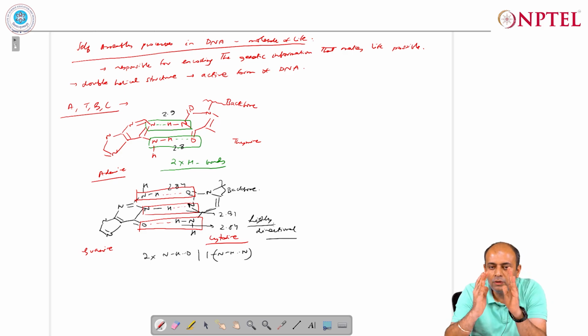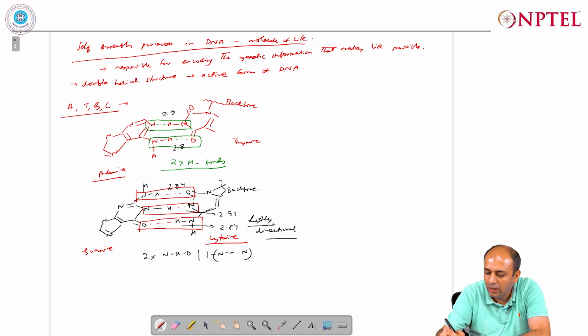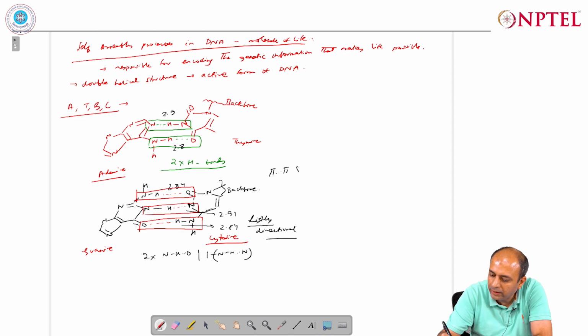And then once you have these hydrogen bonds, you have these AT and GC pairs. As you see, they have a large surface area and they are aromatic in nature. There is electron density. So now they can further have the helical twist, where they co-facially stack with each other via pi-pi stacking interactions.